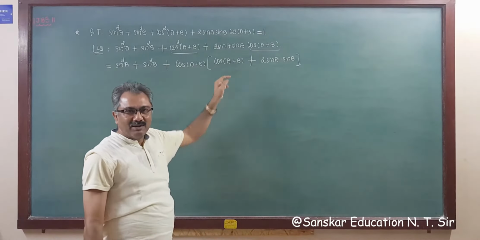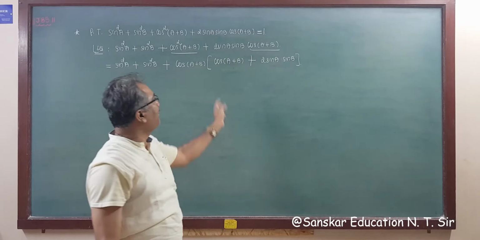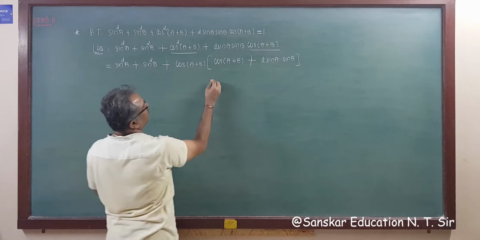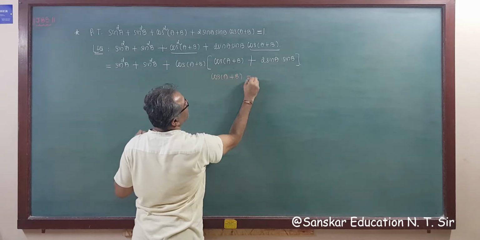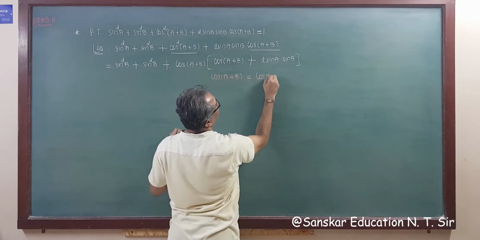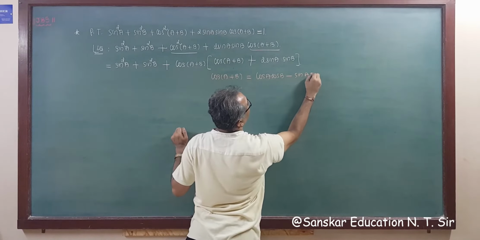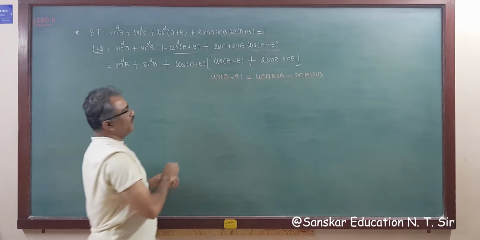What is the formula for cos? Both same, cos cos, sin sin, right? If plus, then opposite sign, that is minus. So the formula for cos(a plus b) is cos(a plus b) equals cos a cos b minus sin a sin b. This is the formula. So applying this formula here.